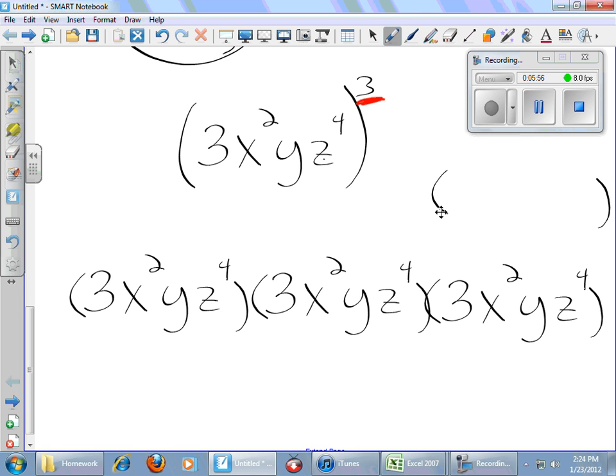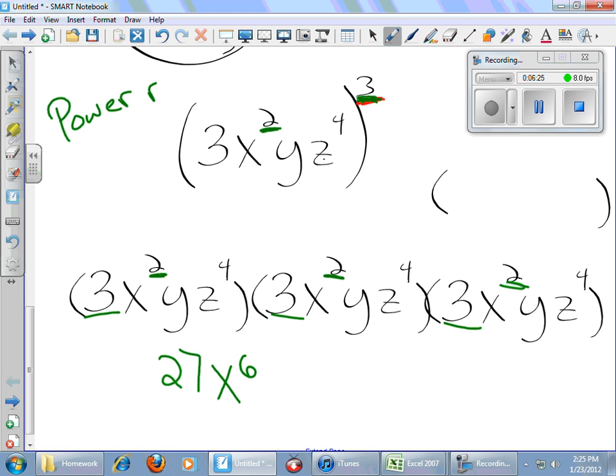And so now, if I multiply 3 times 3 times 3, I'll get 27. Now I have x squared times x squared times x squared. That's x to the 6th. Hey, look at this. 2 times 3 makes 6, doesn't it? Oh, so when a power is raised to a power, power to the people, we multiply.